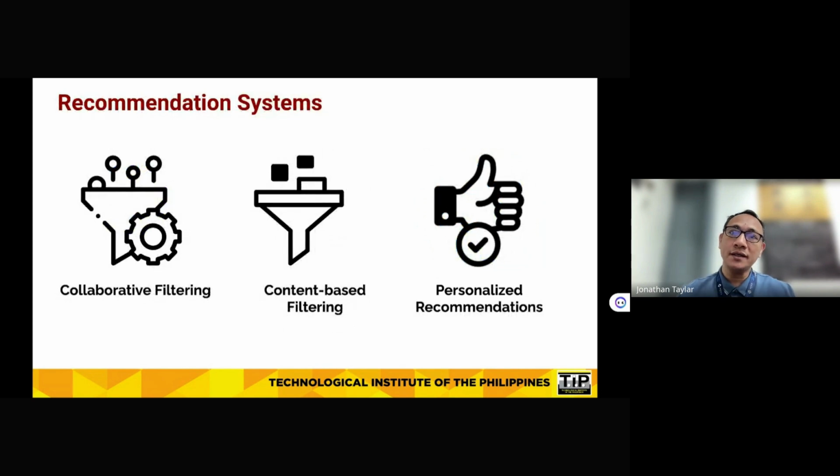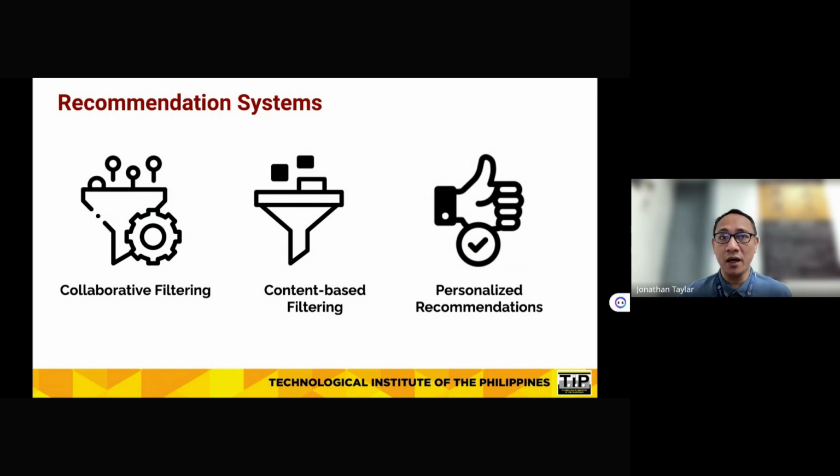Another one is, of course, something you may have been using for quite some time: recommendation systems. In AI, these are algorithms and techniques used to suggest items or content to users based on their preferences, interests, and past behaviors. There are many approaches to building recommendation systems, including collaborative filtering, content-based filtering, and personalized recommendations.